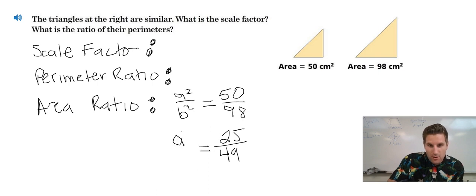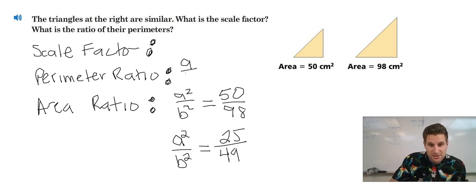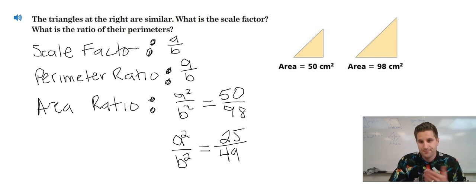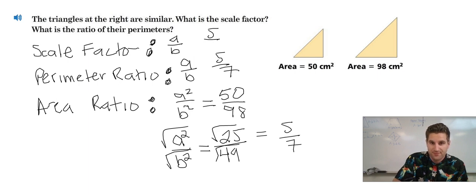Okay, so this is my area ratio, which is cool, but I want the scale factor and I want the perimeter ratio, which are both the same. It's a to b and a to b. So how do we do this? Well, if I want to find a, I'm going to take the square root of a. And what's the square root of 25? 5. So we get 5. Boom. And if I want b, I'm going to have to take the square root of 49, which is 7. So 5 and 7. So those are your answers.